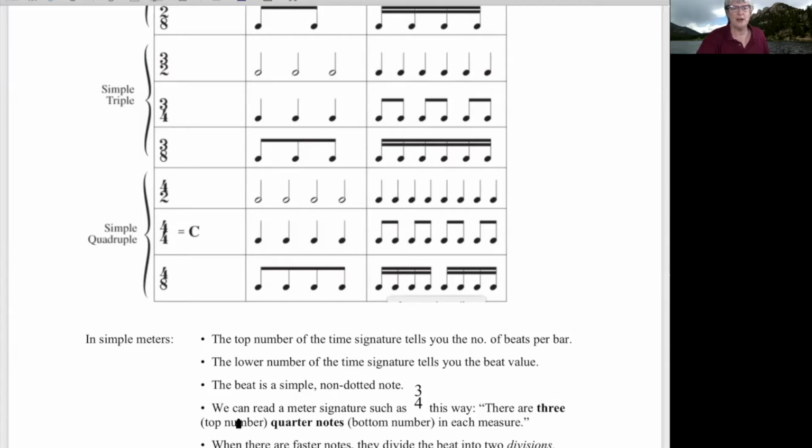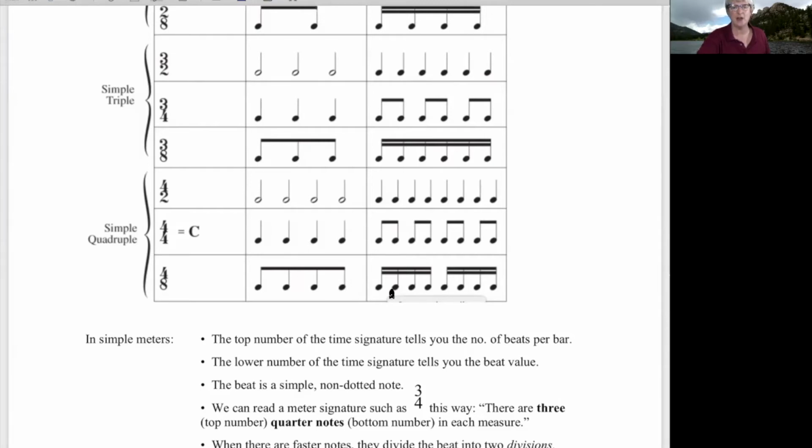We can read a meter signature such as 3-4 this way. There are 3, that's the top number, quarter notes, that's the bottom number, in each measure. And actually that statement would be true for any meter signature, including compound meters, but it is true for simple meters. When you focus on the second column, you're seeing either 2 or 3 or 4 beats per measure.